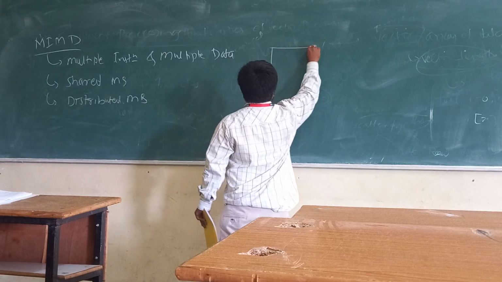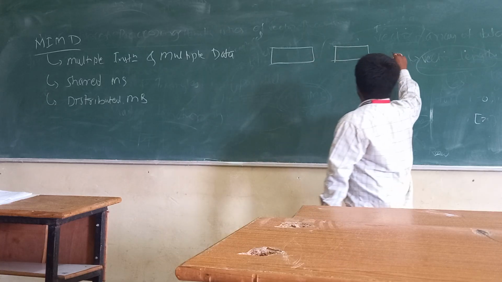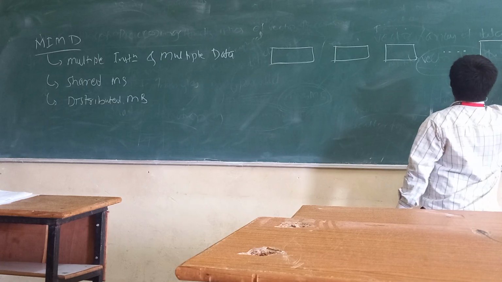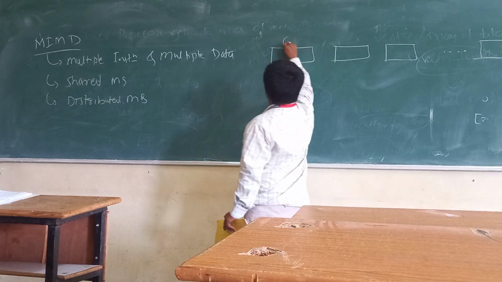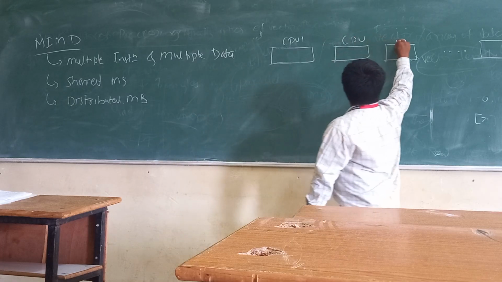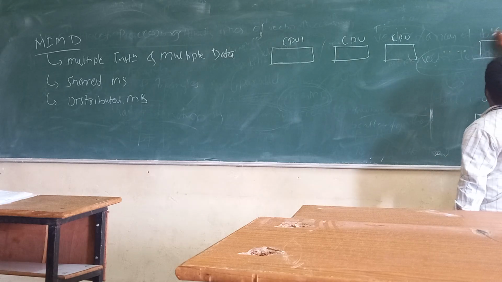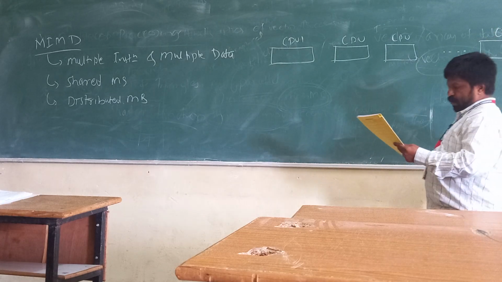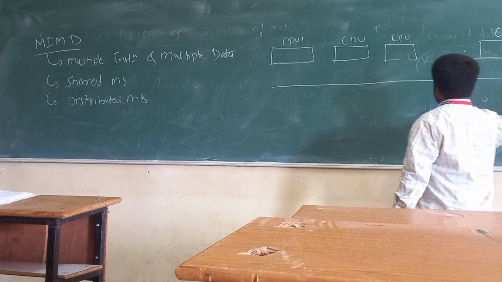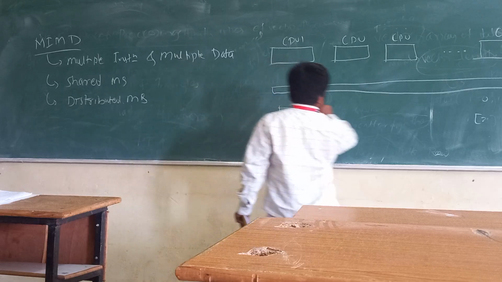For the shared memory system, I'm using a collection of cores here. A collection of cores is nothing but a number of systems. This one is CPU 1, this one is CPU 2, this one is CPU 3, a number of CPUs. These are interconnected to each other and to the memory system.